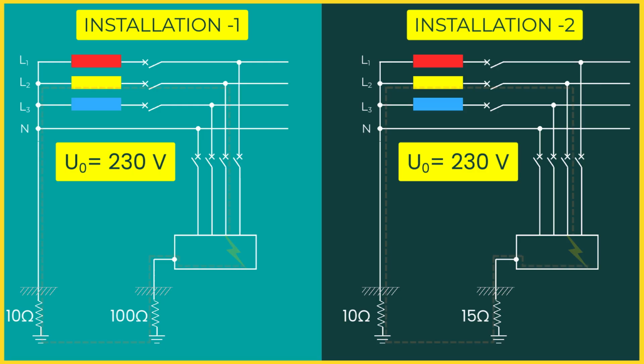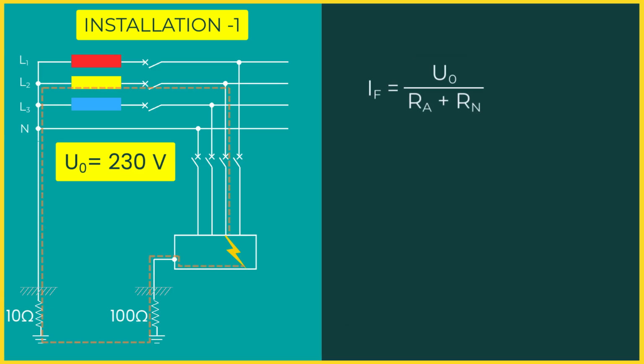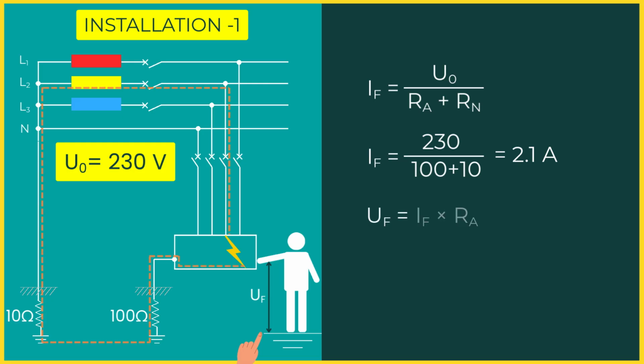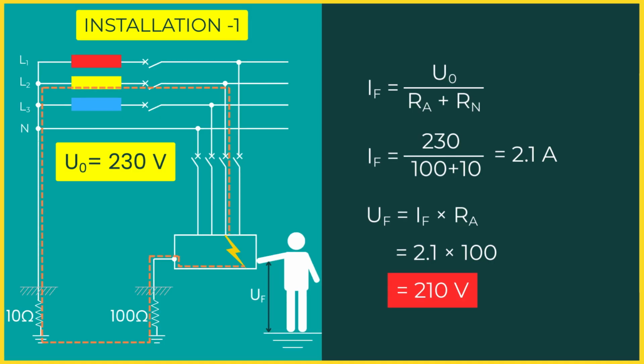Now imagine that an earth fault occurs in the final circuit. In the first installation, the earth fault loop current is about 2 amps. The contact voltage is the fault current multiplied by Ra. This results in a contact voltage of about 210 volts, which is clearly dangerous. Therefore, the affected part of the installation must be automatically disconnected.